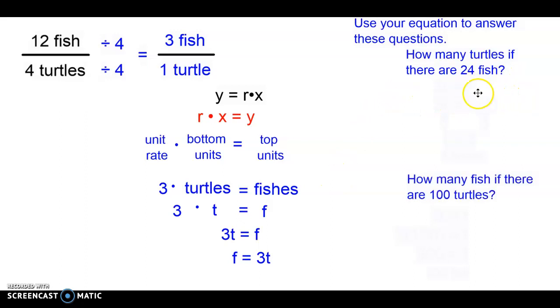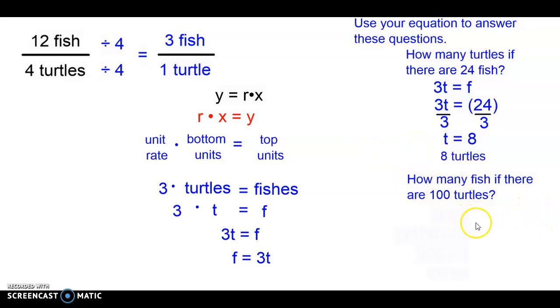If there are 24 fish, start with your equation. Substitute in 24 in place of the F because it's the number of fish. Isolate the variable. T is being multiplied by 3. You divide both sides by 3. You come up with T is equal to 8. There would be 8 turtles when there are 24 fish.